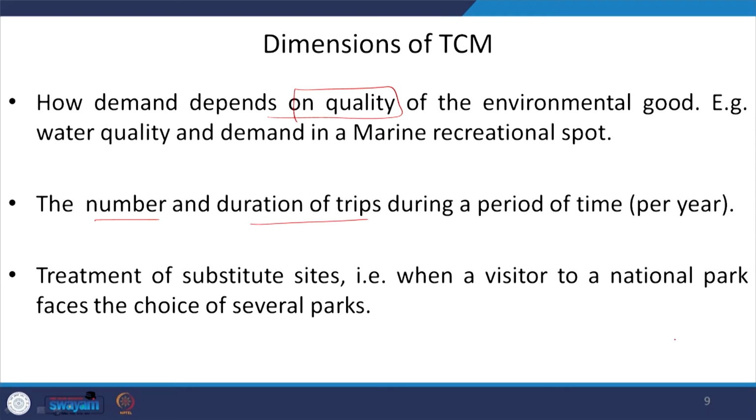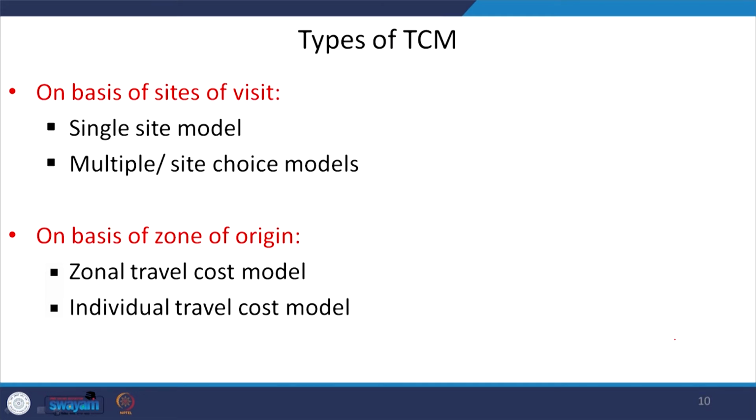So, when a visitor to a national park faces a choice of many alternatives, like other national parks existing in that locality, then we need to take into account the substitute sites for estimating the true recreational value of the particular site under discussion.